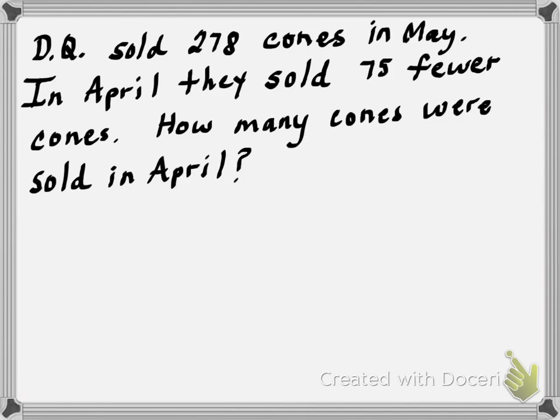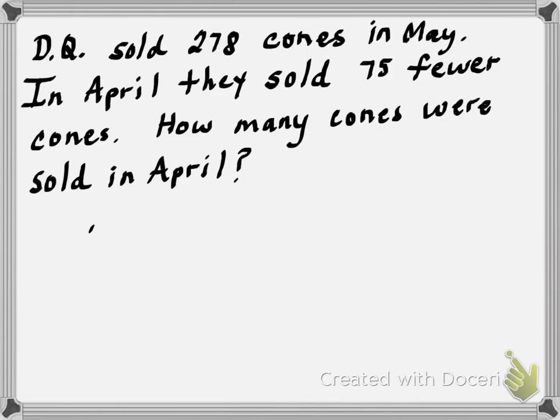Now on this next problem, I'll read it to you and then pause the video and try to solve it on your own using a bar model. Dairy Queen, or DQ, sold 278 cones in May. In April, they sold 75 fewer cones. How many cones were sold in April? Pause the video and try solving this problem on your own. Okay, let's see how you did.